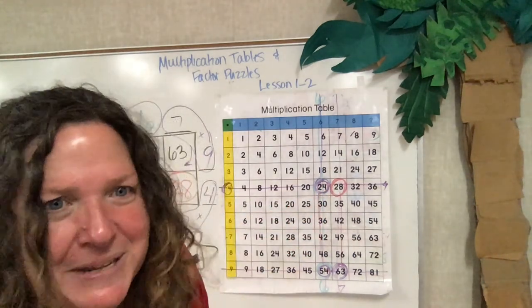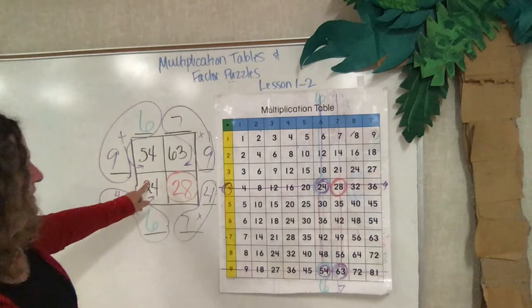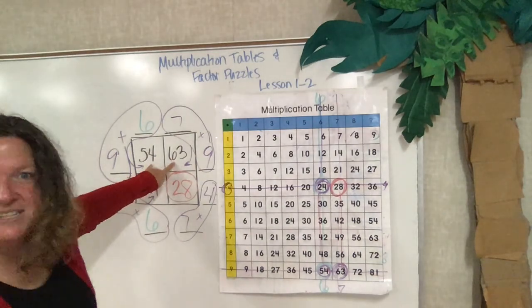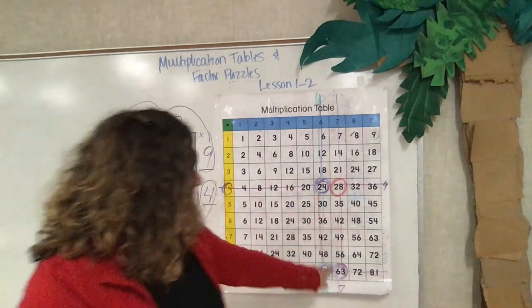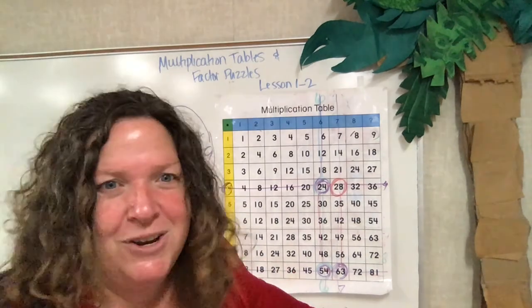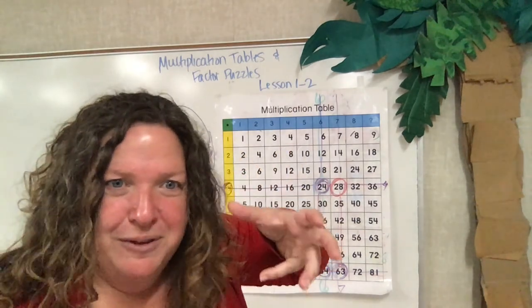But you might be saying, hold on, that's not the same. It's upside down. The 54 and the 63 is on the top. Here, it's on the bottom. No big deal. Remember, you can flip it over.